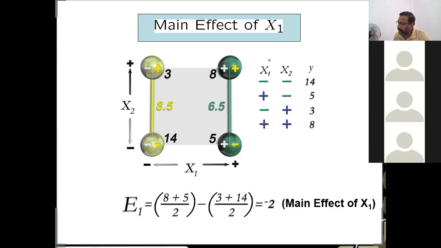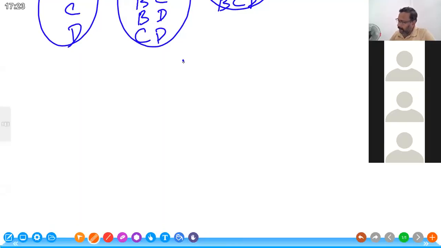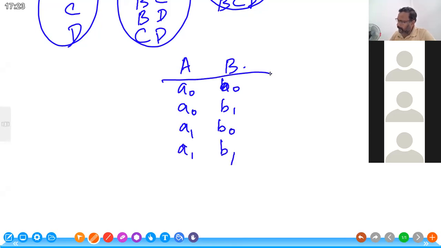Right. So here, forget about these values. Let's say I have A, and I will consider it as factor of A and factor of B. A naught B naught, A naught B1, A1 B naught, A1 B1. So this is how the combination goes.